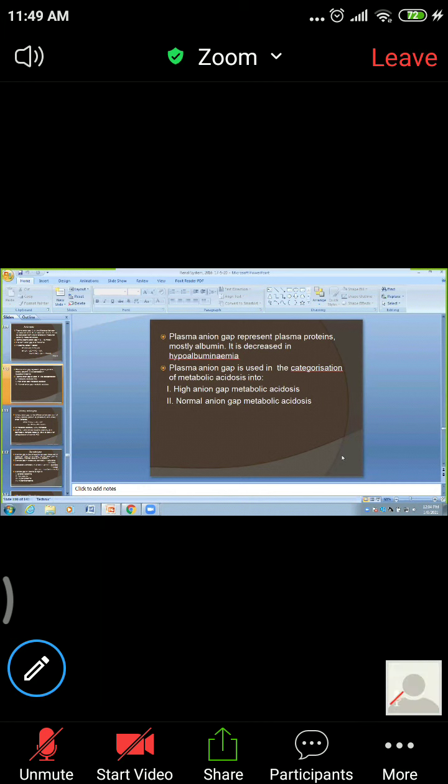That means by plasma anion gap we can categorize metabolic acidosis into high anion gap metabolic acidosis and normal anion gap metabolic acidosis. Okay.